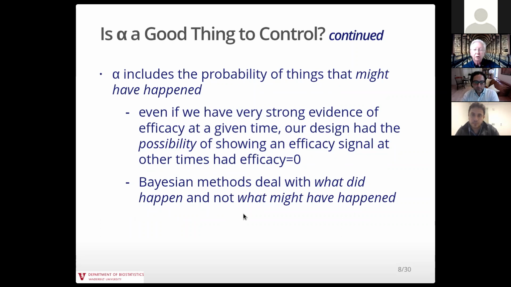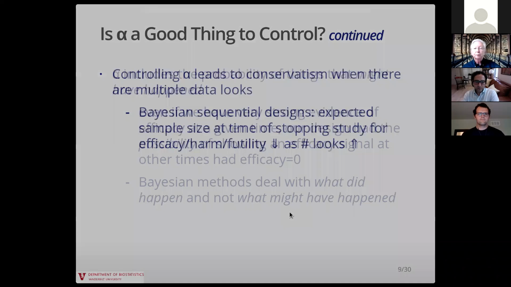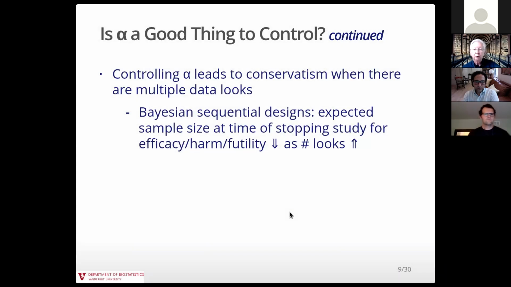So even if you have very strong evidence of efficacy at a given time, the design had the possibility of showing an efficacy signal when there really wasn't any efficacy. Since you had a chance of asserting efficacy all along the way, that goes into the alpha probability. So you're penalizing yourself for things that might have happened, but once the data are in, all you need to concern yourself with is what actually did happen, not the opportunities we had for other things to have happened. And we certainly don't need to concern ourselves with what we learned at 100 patients when we're now at 200 patients. So controlling alpha leads to conservatism when there's multiple data looks.